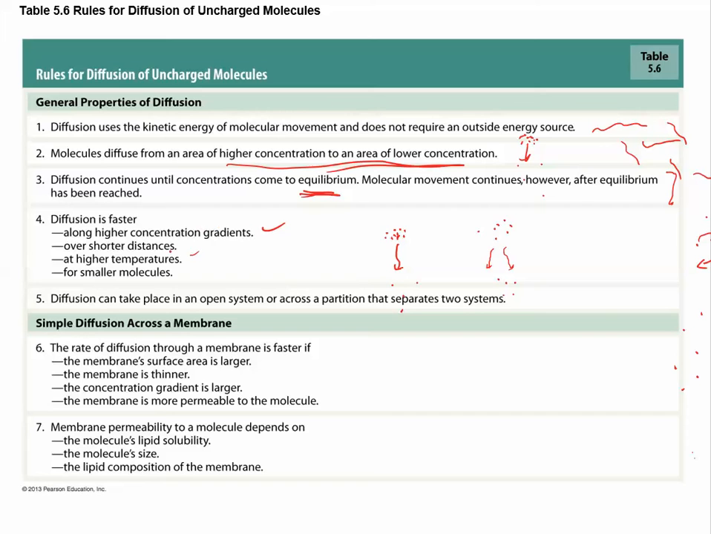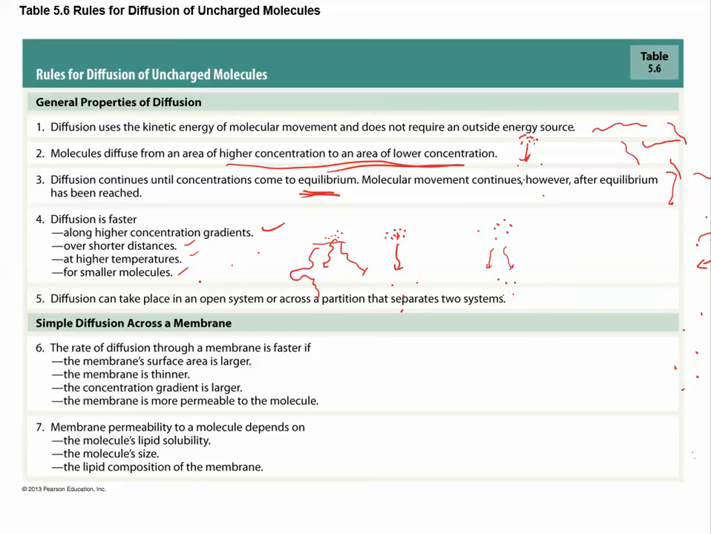If it's at higher temperatures, because it's moving more quickly, diffusion is faster. Shorter distances, that's also, I don't remember if I mentioned that, but because it's moving around so much, if it's moving a further distance, it's going to take longer. I think I mentioned that. Smaller molecules move more quickly.